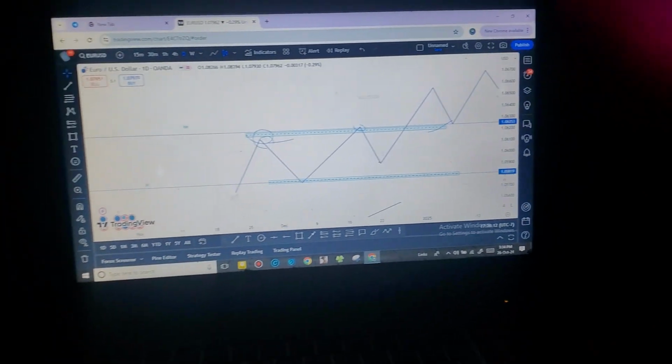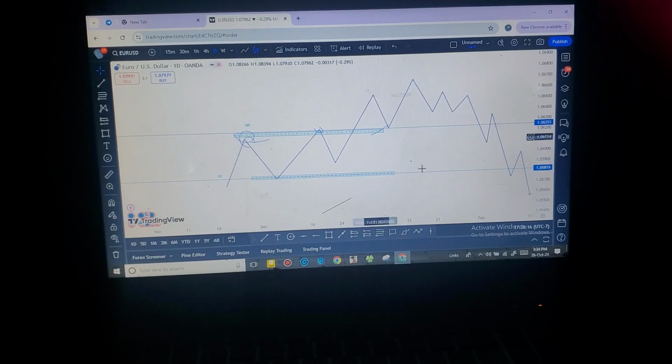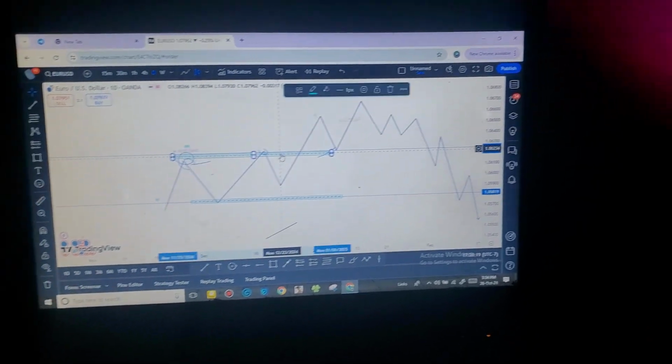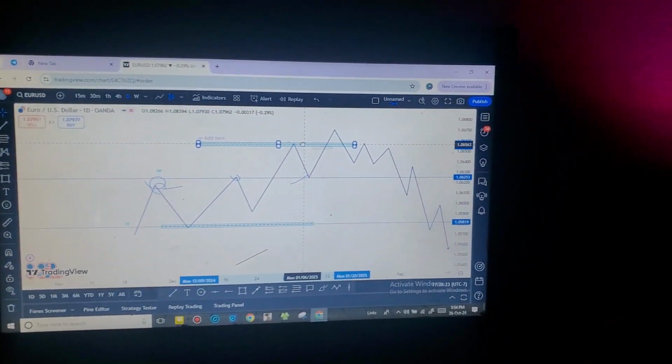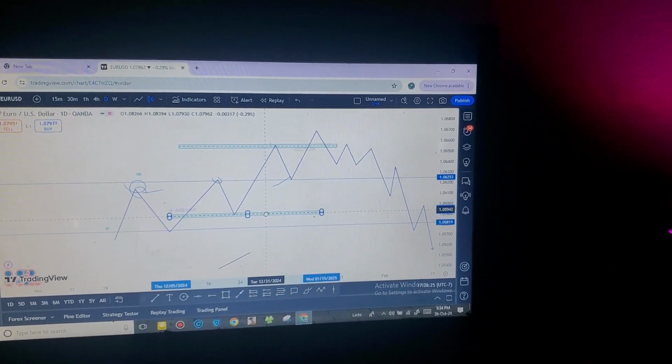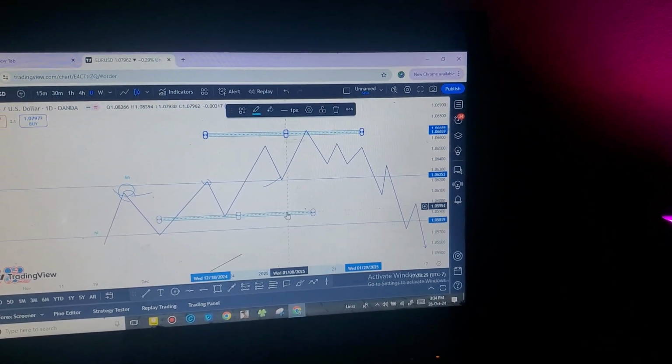So now, after that we got another break of the previous higher high to the upside, and this will be our new higher low, and this is the same thing as you can see.